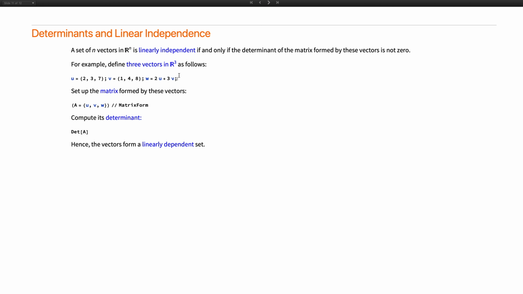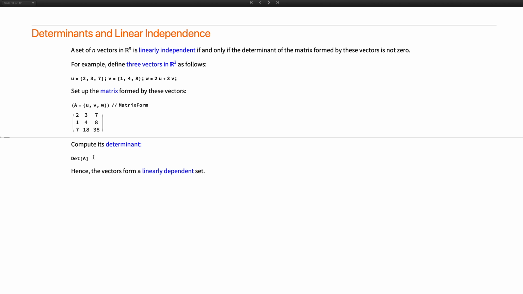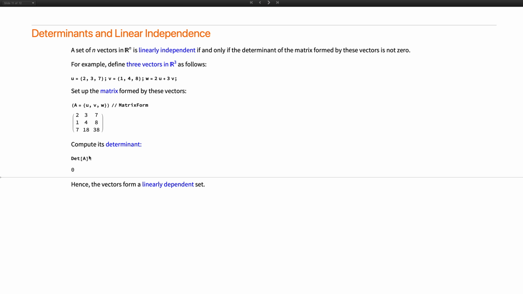So you've got 3 vectors over here, u, v, and w. And notice that w is actually a linear combination of u and v. So certainly this set over here, u, v, w, is not going to be linearly independent. What you do now is to set up a matrix whose rows are u, v, and w. Work out its determinant. It's 0, and hence you have a linearly dependent set. So the moment you see a determinant 0 over here, you actually have linear dependence.